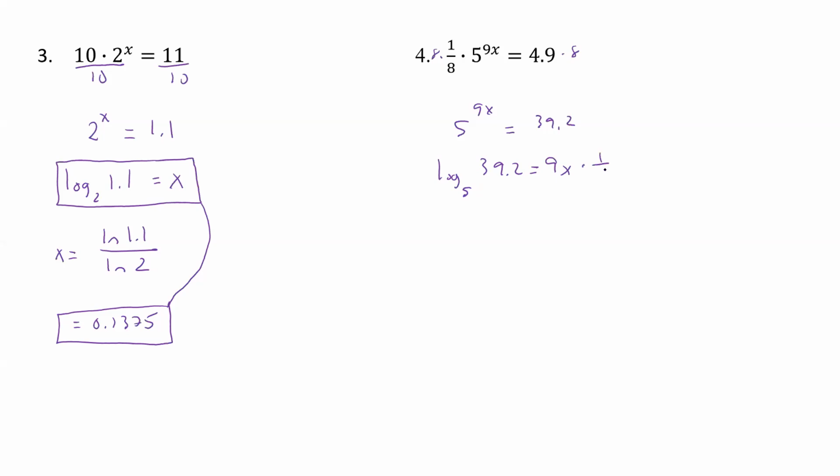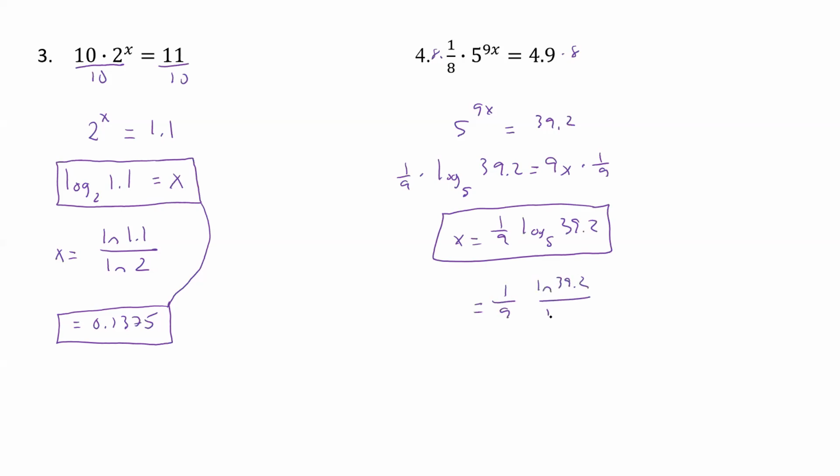Now I'm going to multiply by 1/9. And again, that's because I know I'm going to do a change of base formula here. And so x equals 1/9 of log base 5 of 39.2. So that would be my exact solution. Now my approximate solution is just going to be 1/9 times ln of 39.2 over ln of 5.